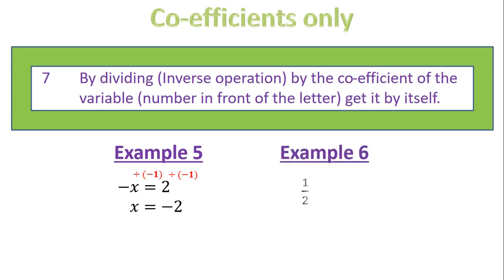Example 6. A half x equals 20. Now, what is the number in front of my x? It's a half, and so I divide both sides by a half. 20 divided by a half is 40, and so I get x equals 40.